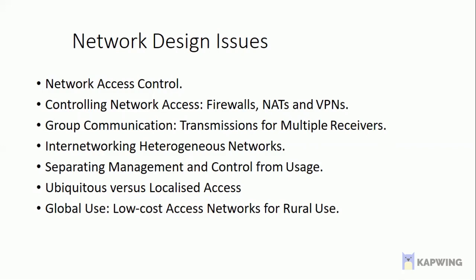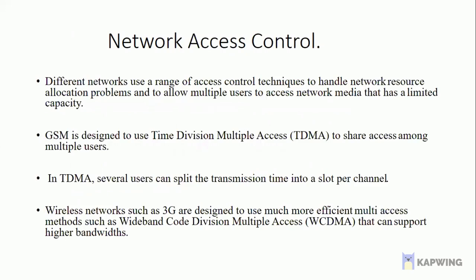How to connect or interlink all the different types of heterogeneous networks. Then separating management and control from the uses. Then ubiquitous versus localized access. Global use, so low cost access networks for the rural use. Then what is network access control?